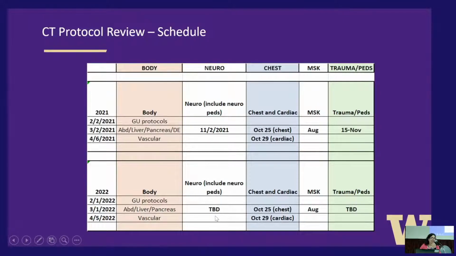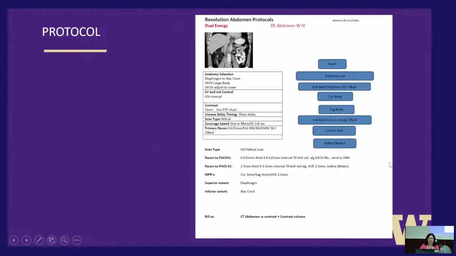Neuro, you can see I've put to be decided because I have to now schedule it for November. For chest and cardiac, it's coming up in a couple of weeks. I have chest and cardiac protocol review. MSK, I did it in August, and then trauma and peds to be decided because it's not due till November. So to keep track of all this, I have my very simple spreadsheet, but I just go and make sure we are doing this formal protocol review once a year. But continuous protocol changes happen also, just the formal ones happen once a year.